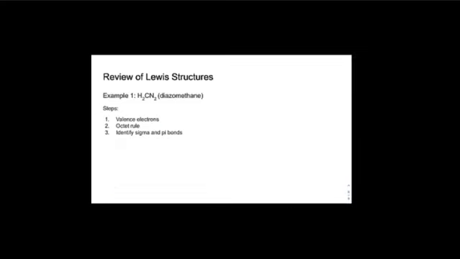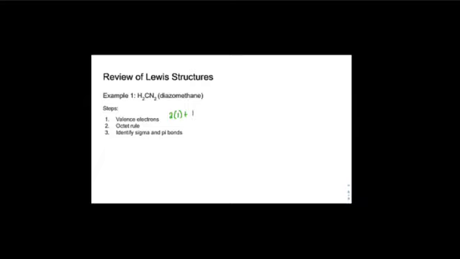Let's do an example here of H2CN2 or diazomethane. So the first thing to do is count up the total number of valence electrons. We remember that hydrogen has a group number of 1, so valence count 1. There's 2 hydrogens. Each has 1 valence electron, and we go on to all of the other elements.